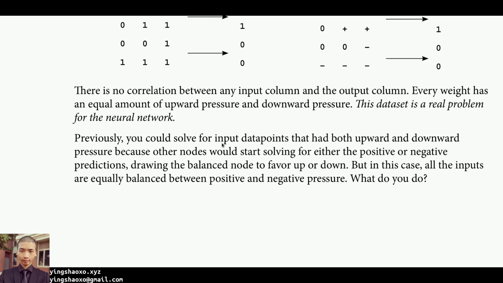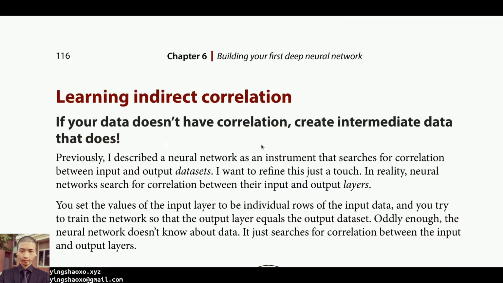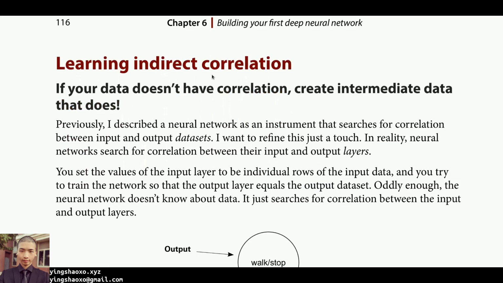Previously, you could solve for input data points that had both upward and downward pressure because other nodes would start solving for either the positive or negative predictions, driving the balanced node to favor up or down. But in this case, all the inputs are equally balanced between positive and negative pressure. What do you do? Learning indirect correlation. If your data doesn't have correlation, create intermediate data that does.